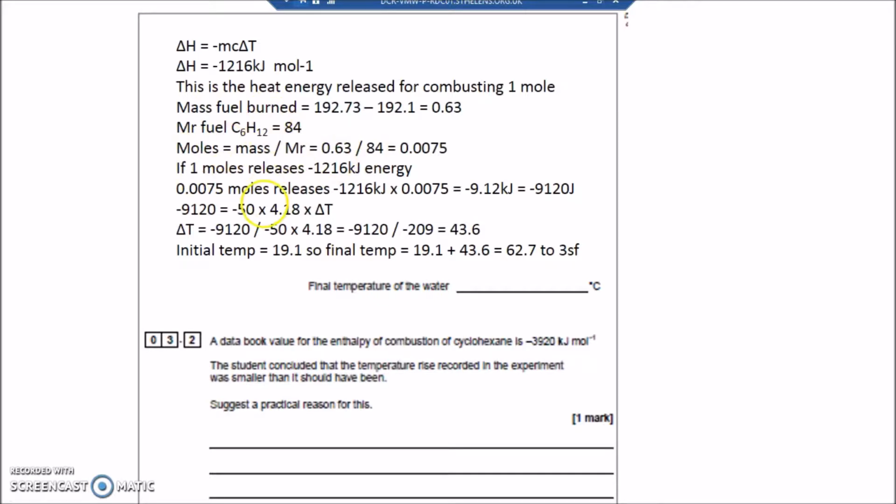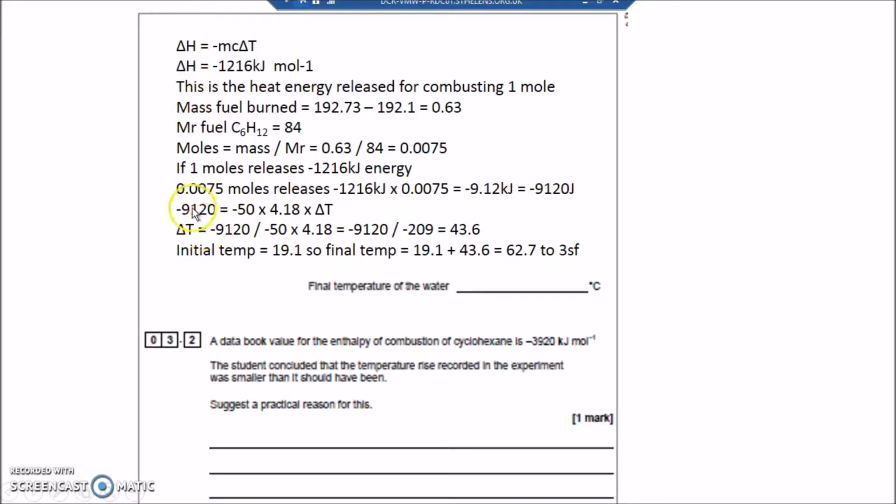If 1 mole of a fuel releases 1216 kilojoules of energy, then 0.0075 moles releases 1216 multiplied by 0.0075. It releases minus 9.12 kilojoules of energy. Now, the kilojoules needs converting into joules for this equation here, so delta H here is in joules. So I'm going to multiply by 1,000, so it's 9,120 joules. So that's the amount of energy in joules that should be released by the amount of fuel that I've got burnt.